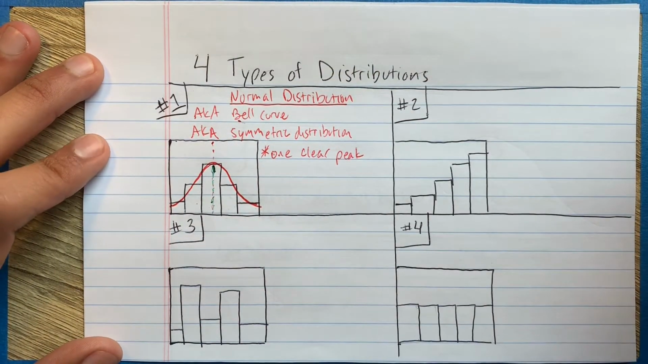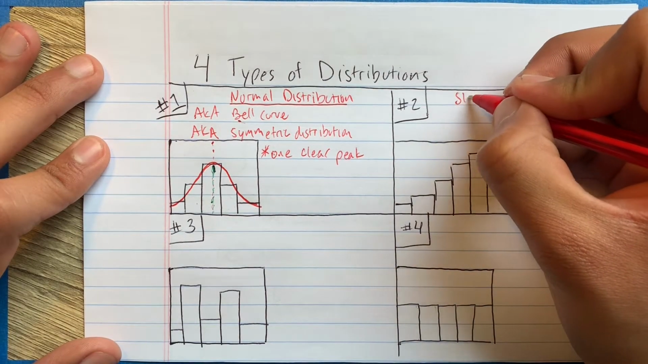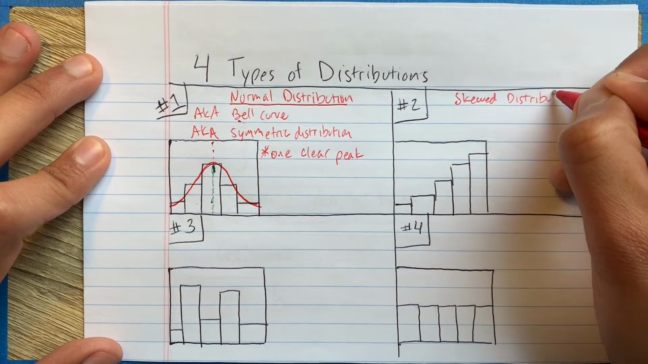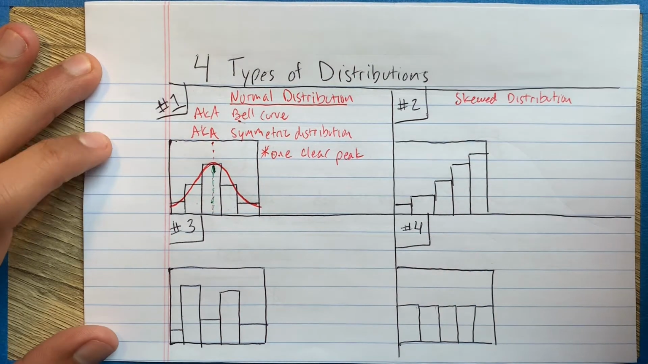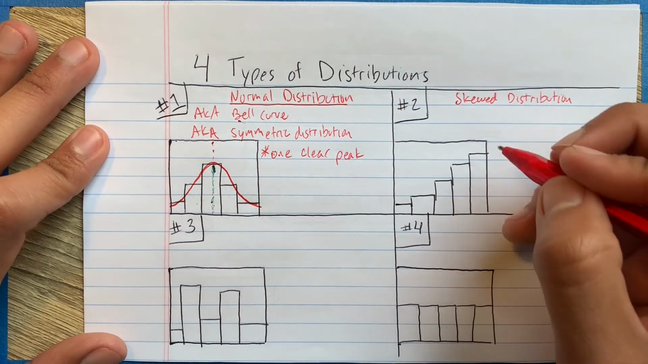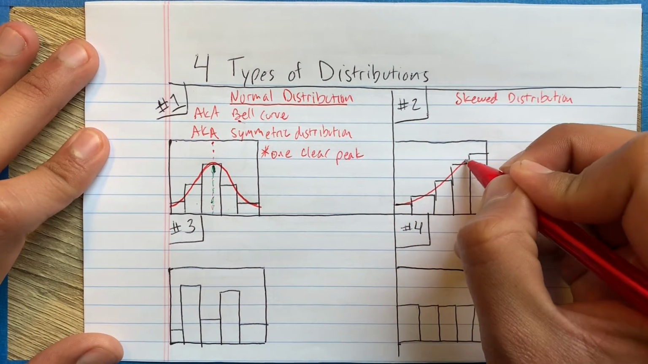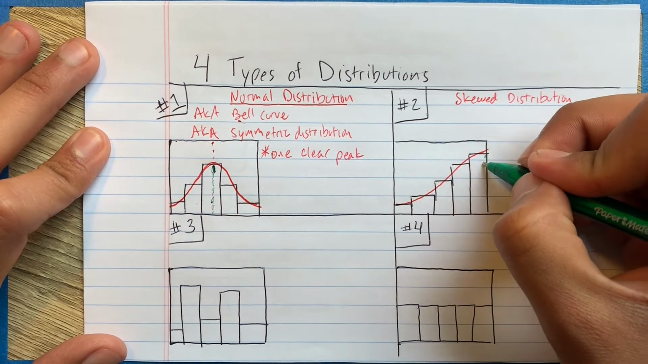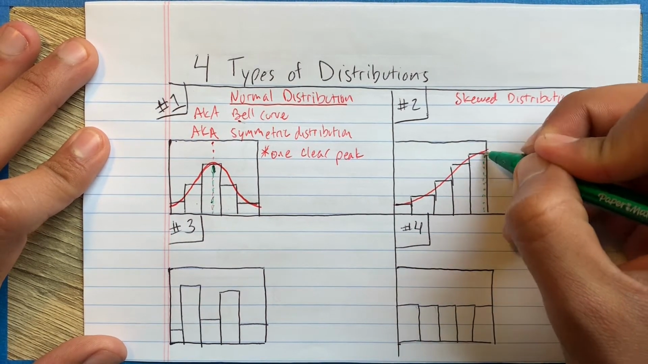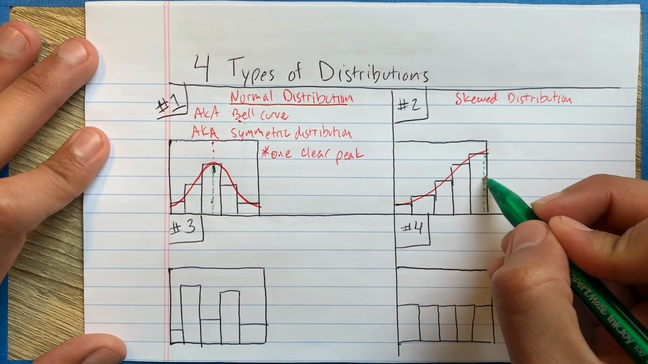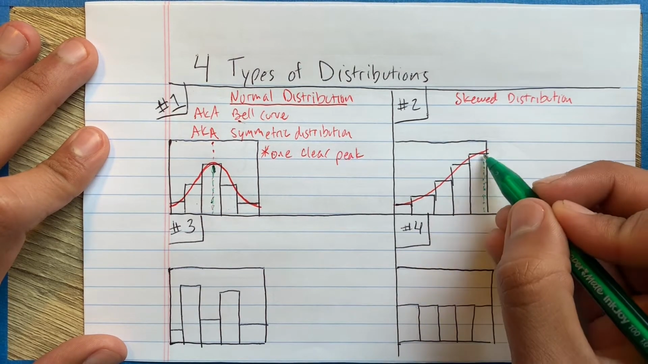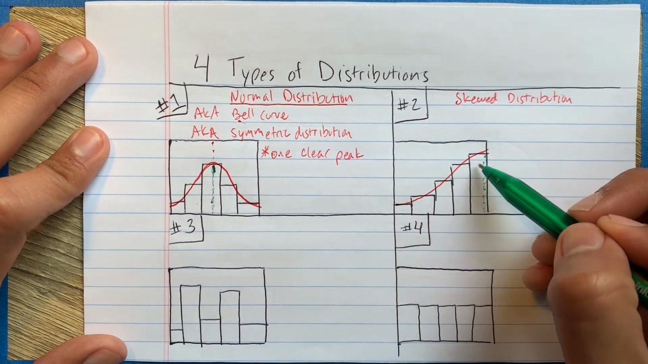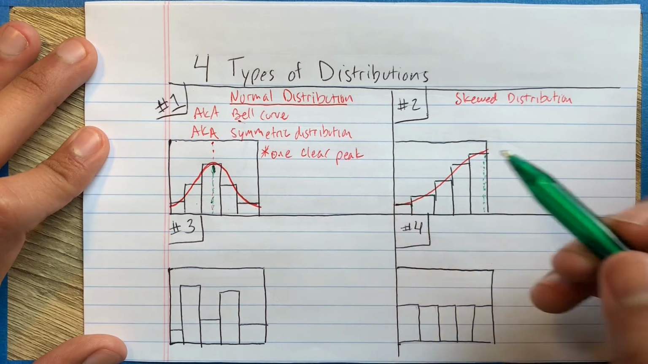The second type of way that this data can be distributed is called a skewed distribution. All right, so here's the thing. This set of data also has one clear peak. And in this case, the clear peak is over here. The reason it's skewed is because the clear peak is not in the middle. It's either on the right side. The clear peak could also be on the left side. The histogram could have been flipped. The peak could have been at the bottom.